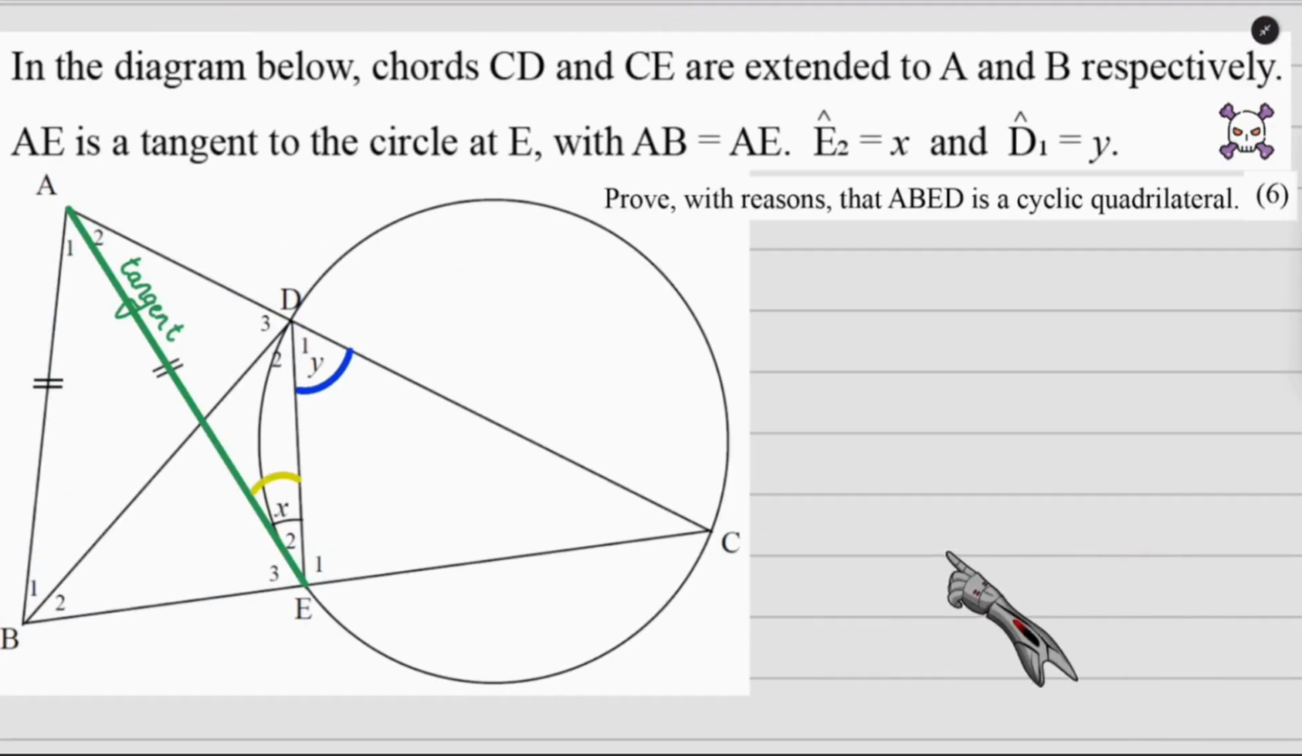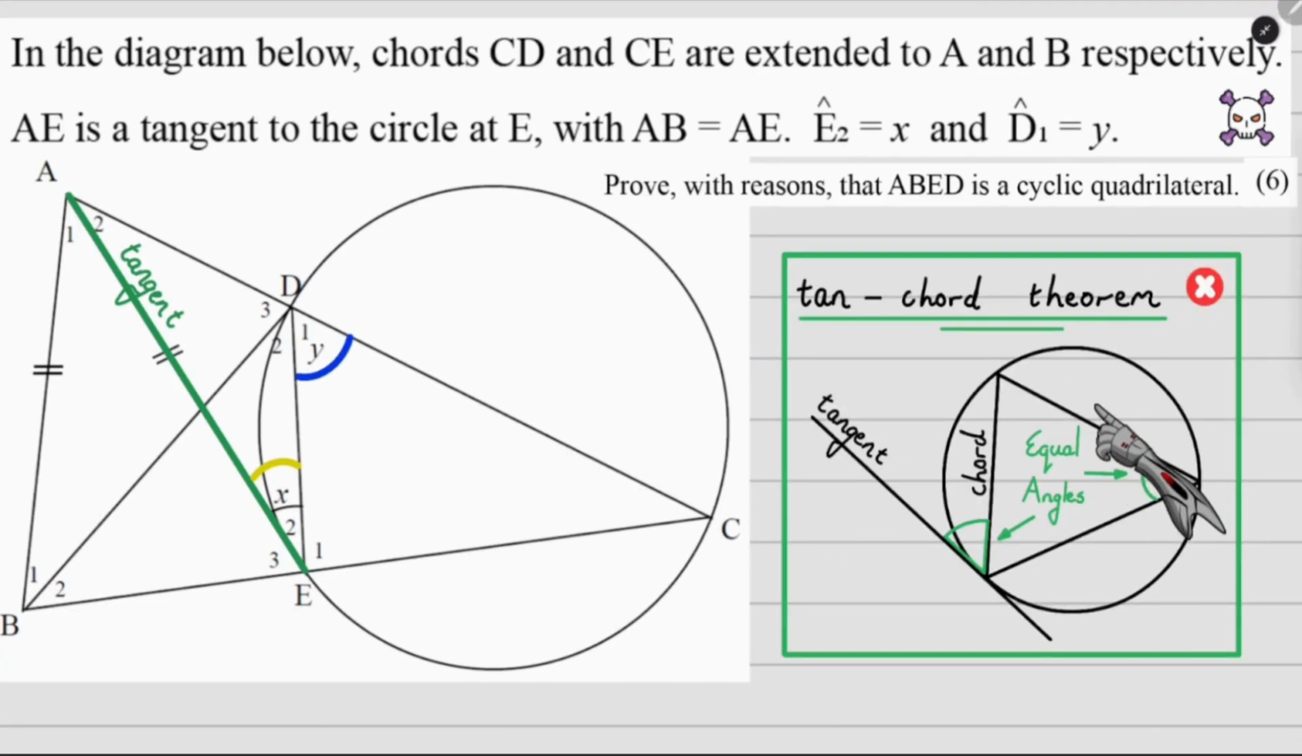So we're going to mark off y with blue angles. We're going to mark off x's with this yellow angle. And we've got a tangent over here. And I'm seeing something. X is in between a tangent and a chord. We've seen this theorem like 6 billion times in this paper already. It's the tan chord theorem.